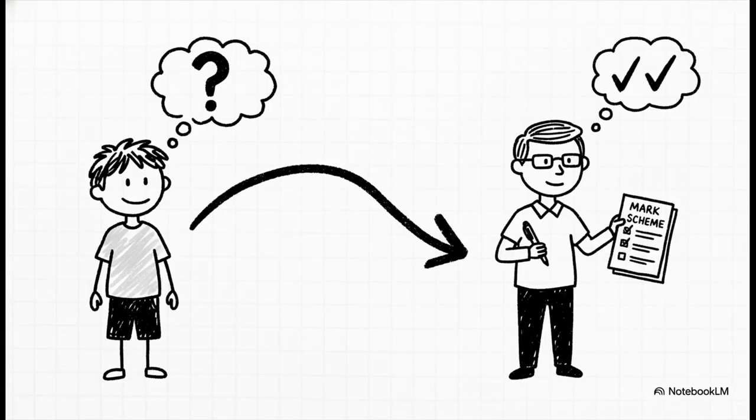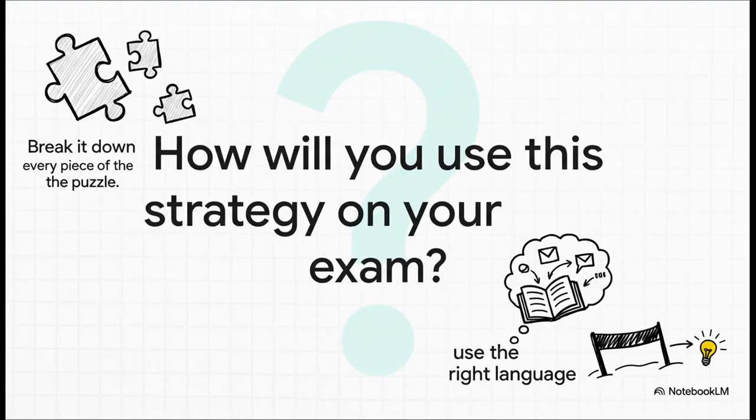It all comes down to a shift in perspective. You've got to stop thinking like a student and start thinking like the person who has to mark your paper. If you can figure out what's on their checklist before you even start writing, you're halfway to getting full marks. So the next time a question asks you to describe fully, remember this: break it down, use the right words, and give the examiner every piece of the puzzle they're looking for. Now, how are you going to take this strategy into your next exam?